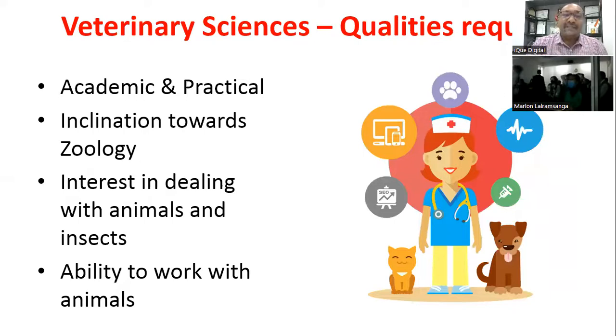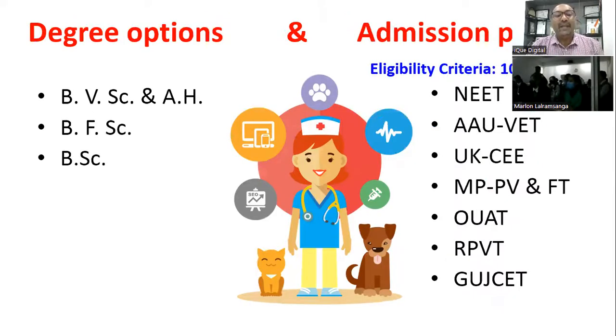Last but not the least is veterinary sciences. If you're a very strongly academic and practical oriented child, you have inclination towards zoology, interest in dealing with animals, insects, birds, fishes, and you have the ability to work with them, then either you go for Bachelor of Veterinary Sciences and Animal Husbandry, or you go for Bachelor of Fishery Sciences, or you go for BSc in Fisheries.